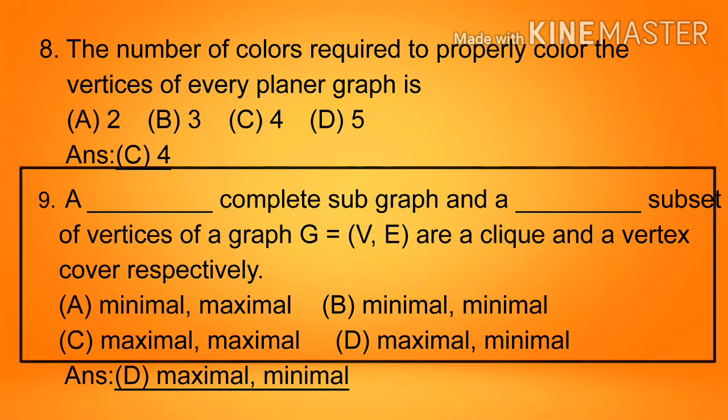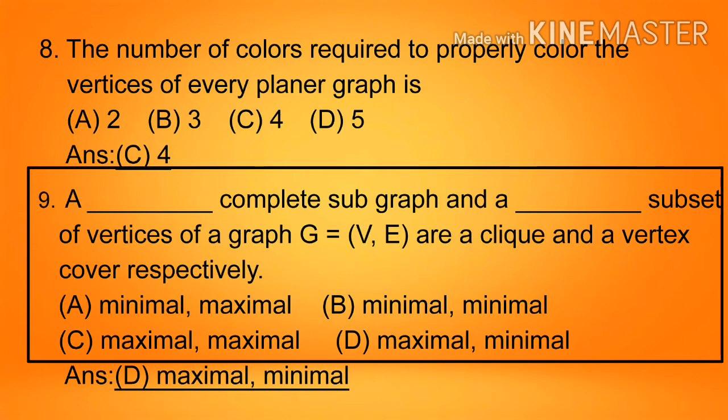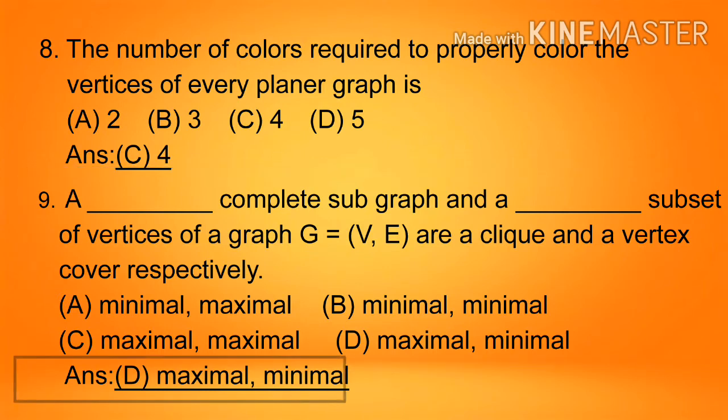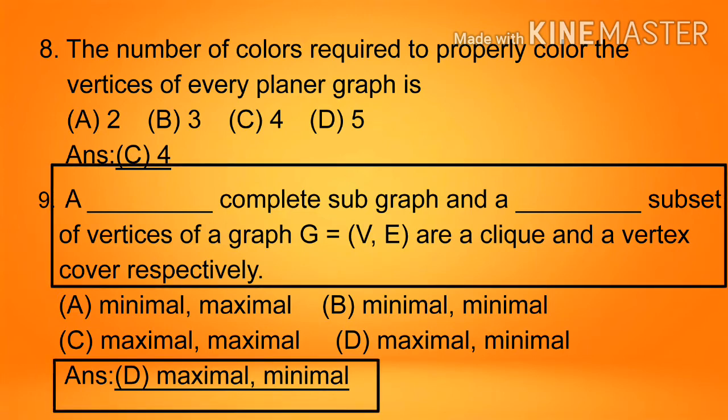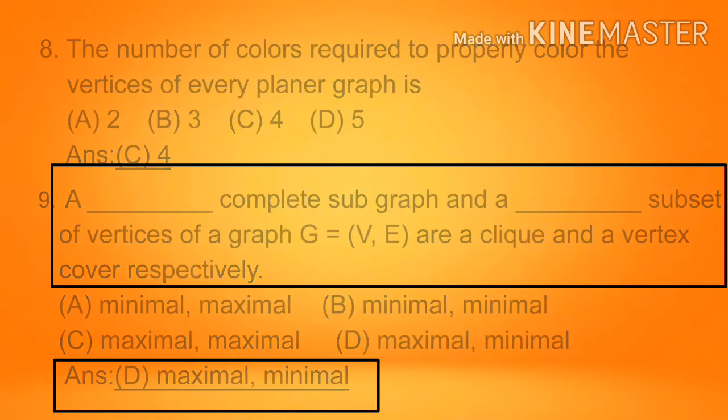Question number 9. A dash complete subgraph and a dash subset of vertices of a graph G equal to (V, E) are a clique and a vertex cover respectively. Option A, minimal maximal. Option B, minimal minimal. Option C, maximal maximal. Option D, maximal minimal. Answer is option D, maximal minimal. That is, a maximal complete subgraph and a minimal subset of vertices of a graph G equal to (V, E) are a clique and a vertex cover respectively.